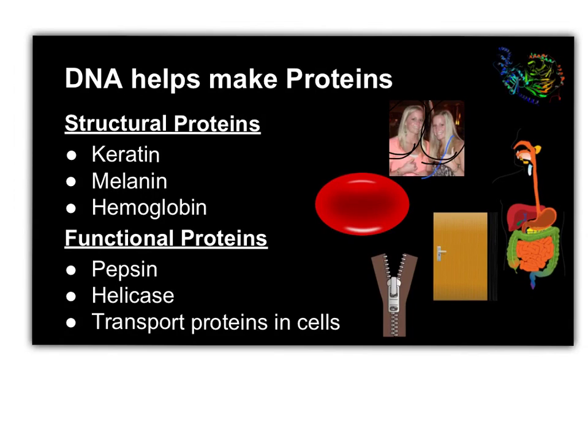And hemoglobin is very important. Okay, here's a red blood cell here. Hemoglobin helps carry oxygen throughout our body on our blood cells. Then we have functional proteins, which really help in our metabolic process. One example is pepsin. Pepsin helps with the digestive system. In the stomach, you'll find pepsin breaking down different food particles that we consume.